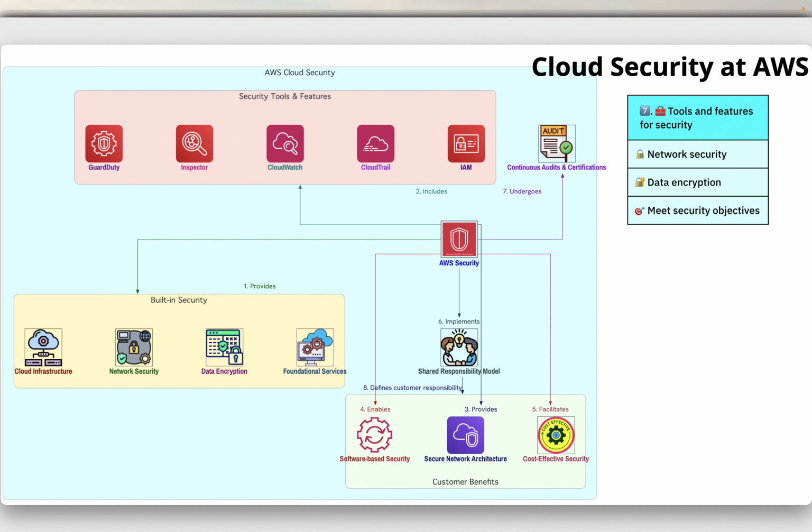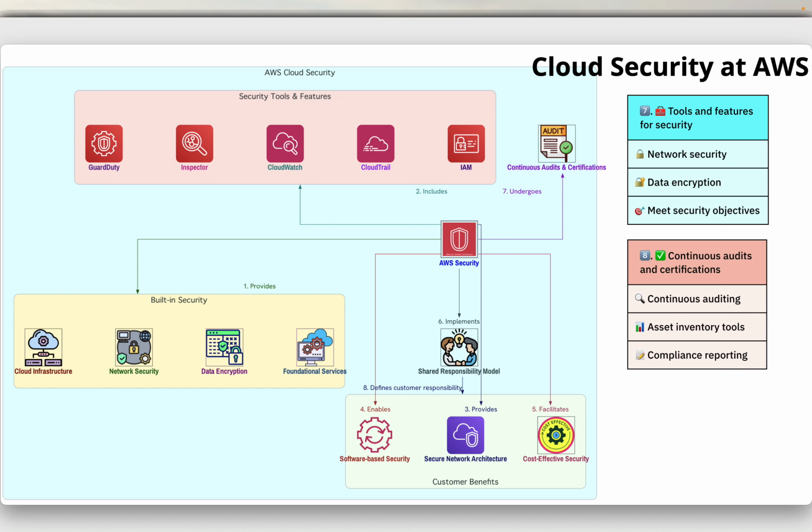Tools and features for security. AWS offers extensive security tools and features, including network security and data encryption, to meet security objectives. I have listed a few of the very popular security tools and features which you can leverage. Continuous audits and certifications. AWS environments undergo continuous auditing to maintain security standards, with various tools available for asset inventory and compliance reporting.